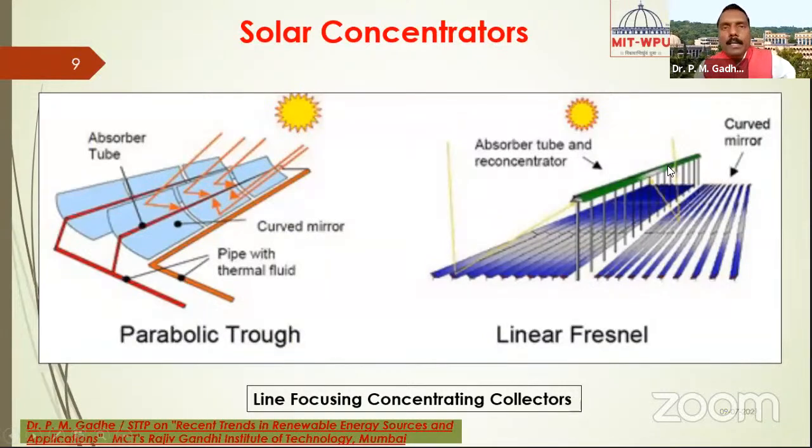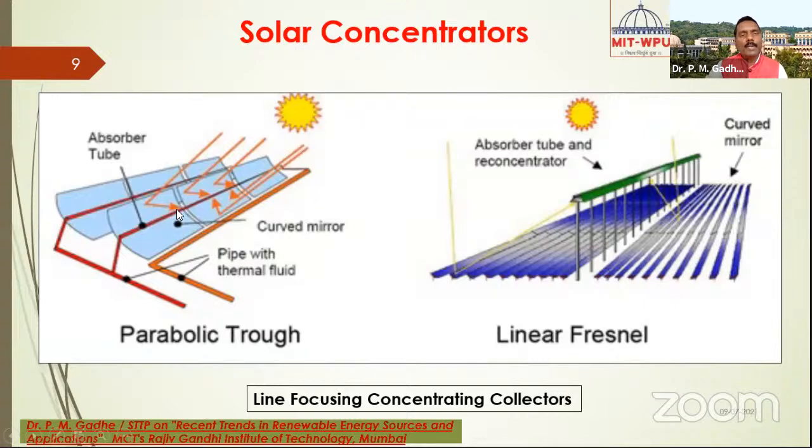Now we'll see the different types of solar concentrators, parabolic trough concentrator and linear Fresnel concentrator. These are line focusing type of concentrating collectors. You can see here, this is the parabolic mirror in the case of the parabolic trough. This is the curved mirror, given the shape of the parabola. And this is the absorber tube, which is placed at the focal point of the parabola. So when the solar radiation falls on the mirrors, it gets reflected onto the receiver. This receiver is the tubular receiver. It is line focusing.